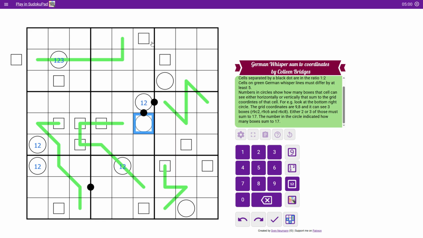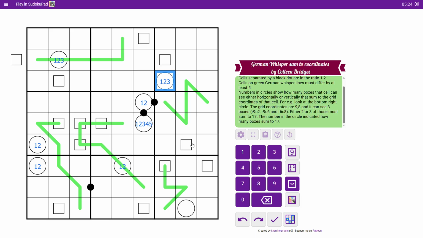That one can see 5, so it can be 1, 2, 3, 4, 5. That one can see 1, 2, 3. Oh, I've got an extra square out there. I must have done that by accident when I made the Sudoku. Just ignore that square out there. What was I saying? 1, 2, 3. So that could only be a 1, 2, or 3.